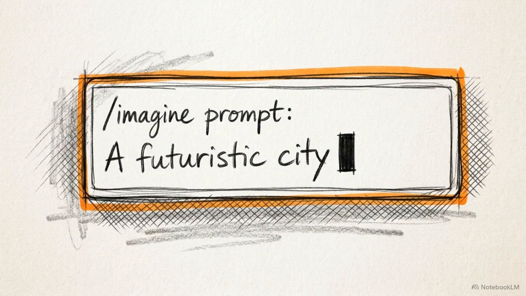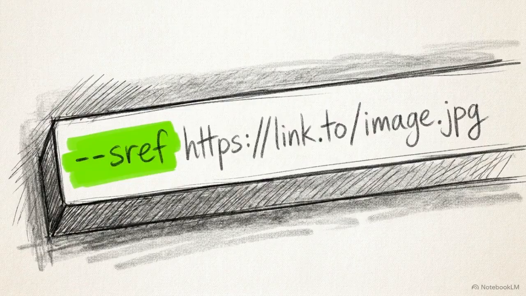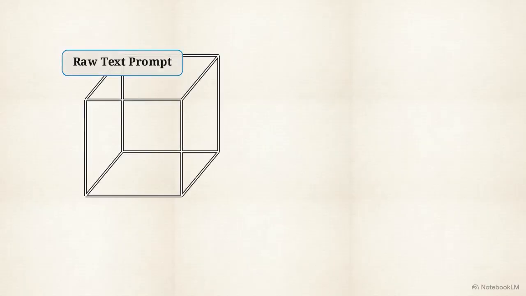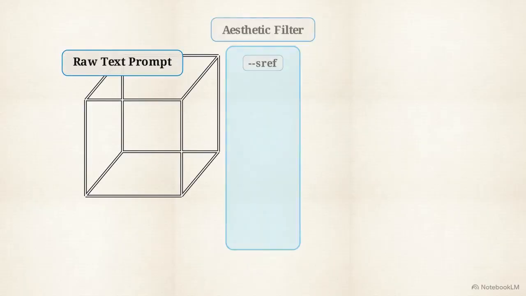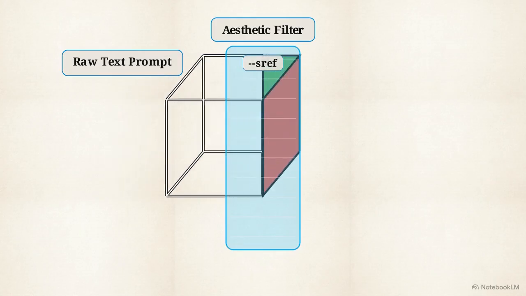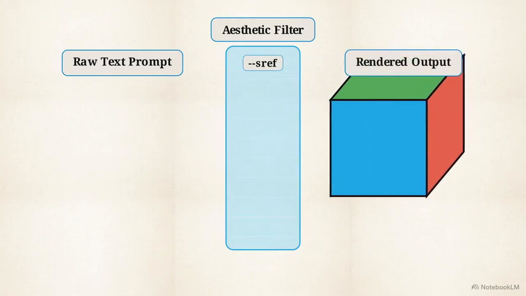This interface mockup shows exactly how to do it. You type out your basic text prompt, add the --sref parameter, and paste the URL of your isolated style image right after it. When you hit enter, the algorithm processes your new subject matter, but it strictly forces it through the aesthetic filter of that reference image URL.